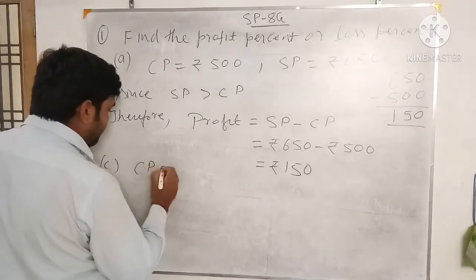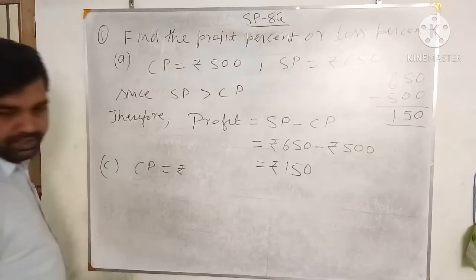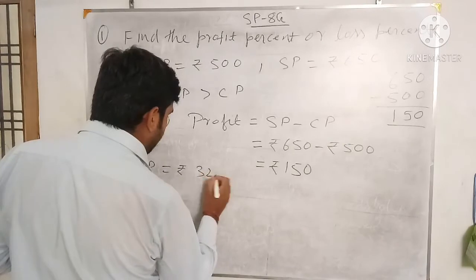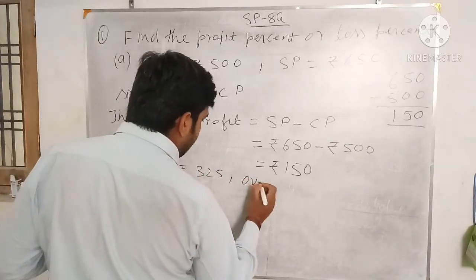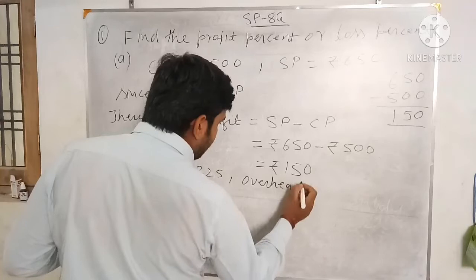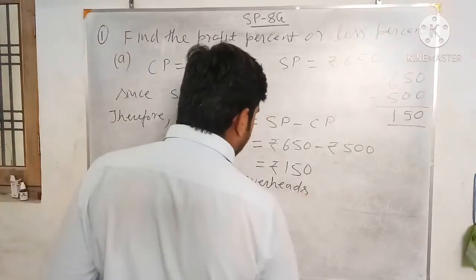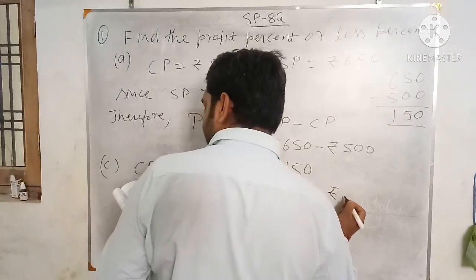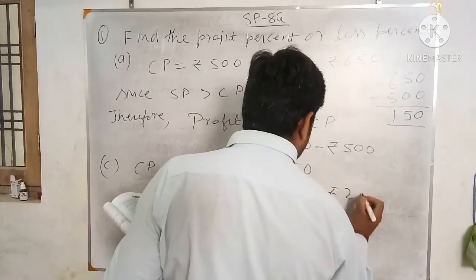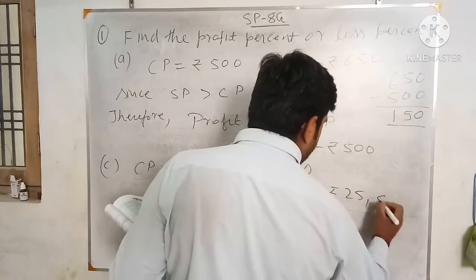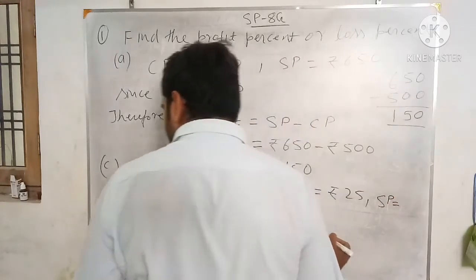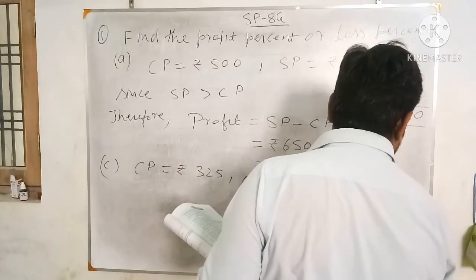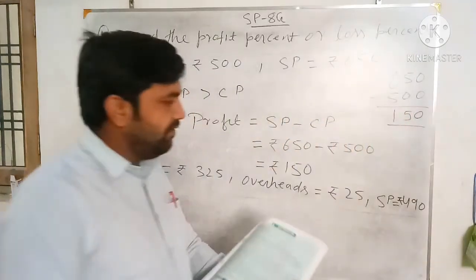CP given is rupees 325 and overheads are given. Overheads means extra expenses on bringing the article for selling. So overheads equal rupees 25, and the selling price given equals rupees 490.